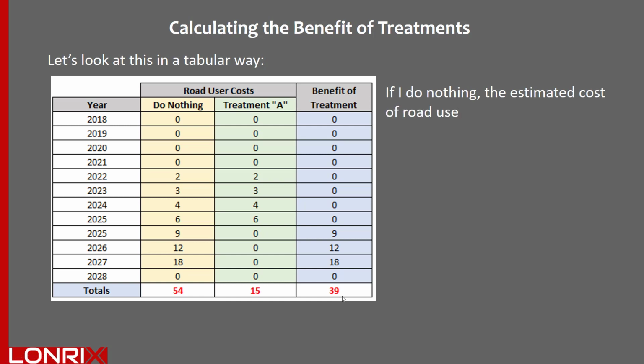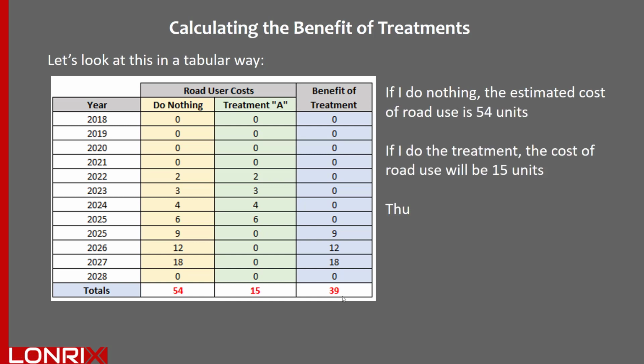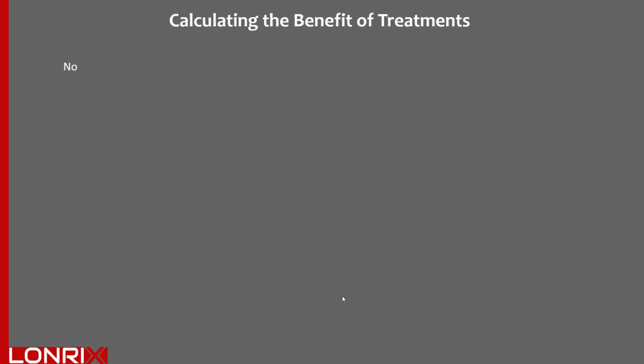So again, if I do nothing, the estimated cost of road use is 54 units. If I do the treatment, the cost of road use will be 15 units. Thus, the benefit of doing the treatment is 54 minus 15 equals 39 units.